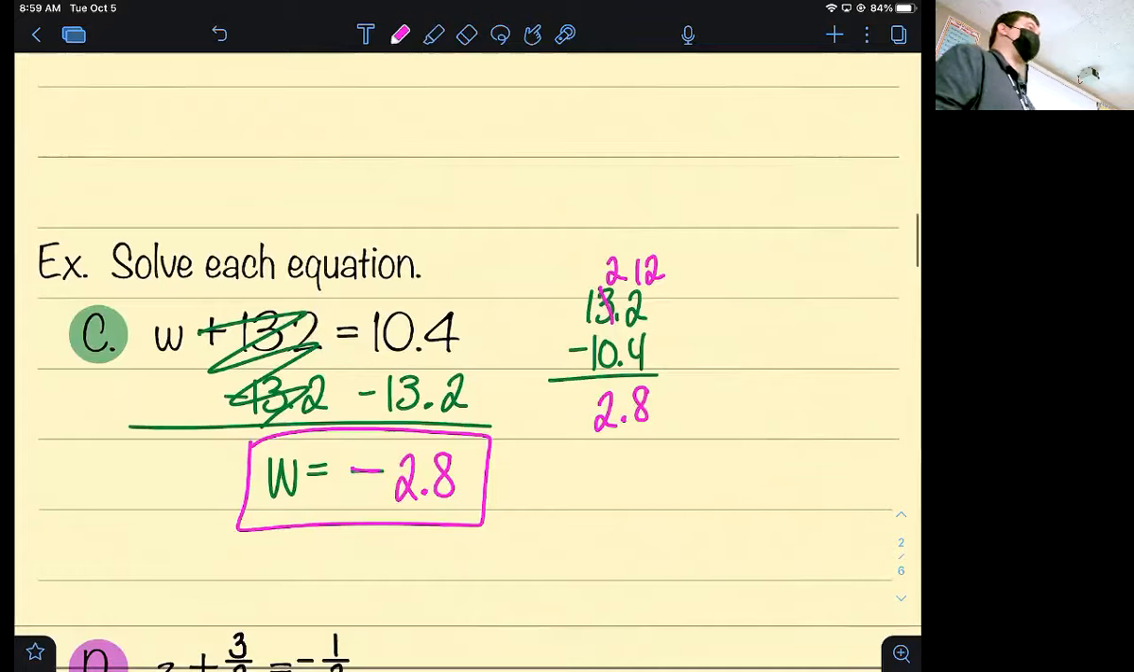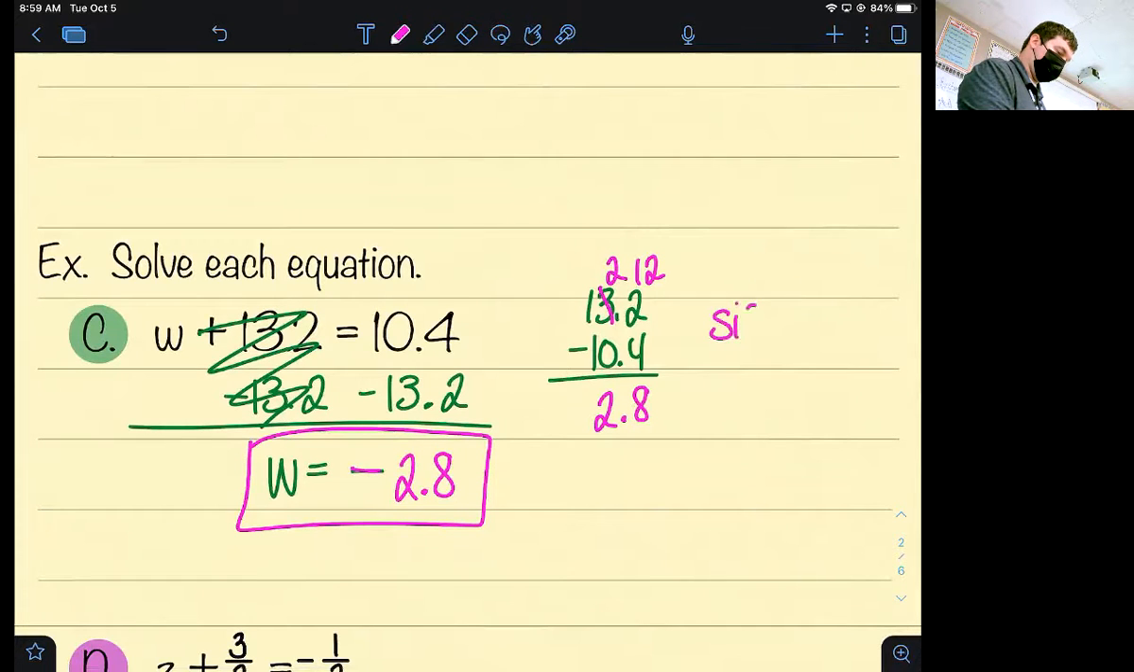Again, I need 3 things on your paper. The original equation, write it down. What you're doing to both sides, write it down. And then your answer, write it down. And if you have to do some side work, okay, do some side work.